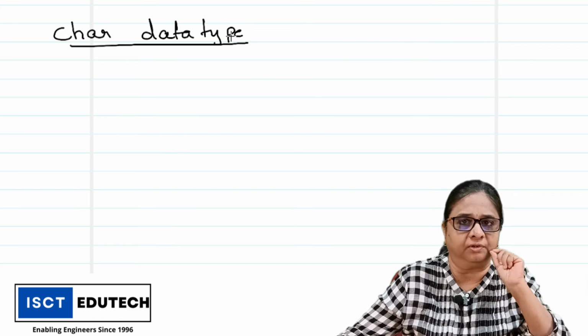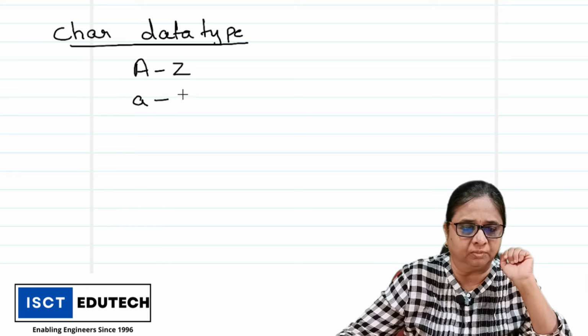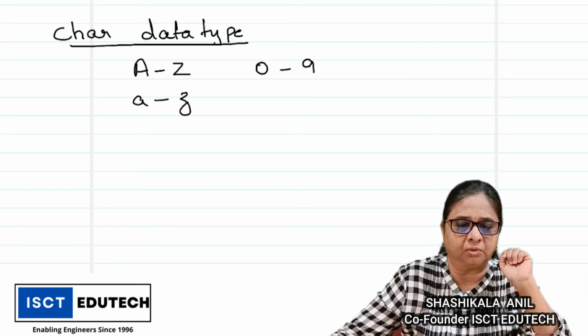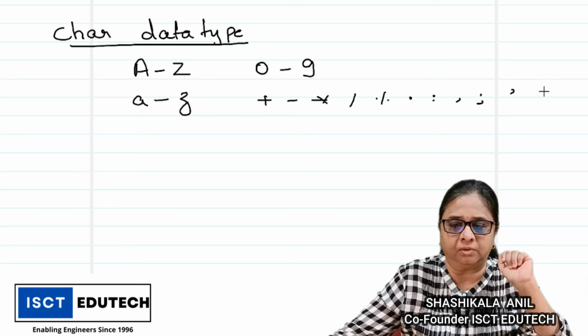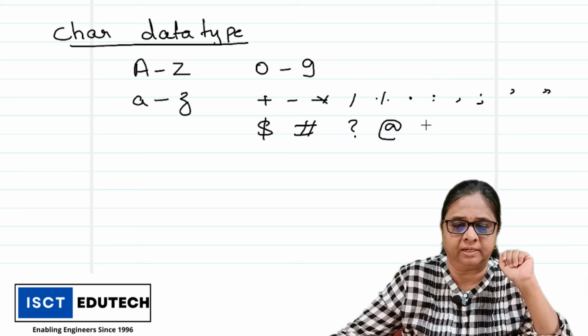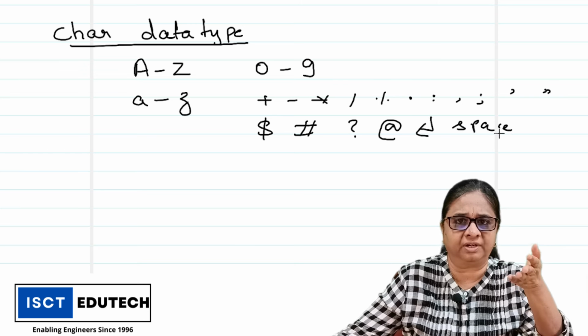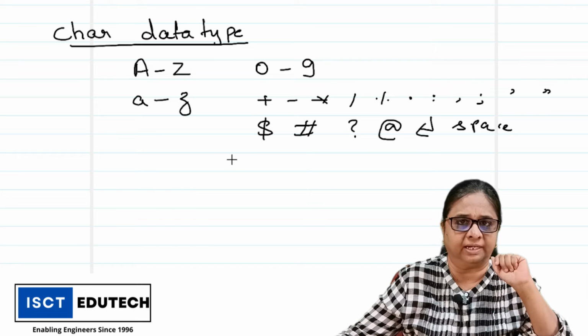Almost every character on your keyboard can come under character data type. It can be anything from A to Z, small a to z, digits from 0 to 9, but only one digit at a time. Then plus, minus, multiplication, division, percentage, dot, colon, comma, semicolon, single quote, double quote, dollar, hash, question mark, at, the enter key, the space bar, almost everything excluding the F1, F2, F3 function keys and so on. The remaining things can come under your character data type.